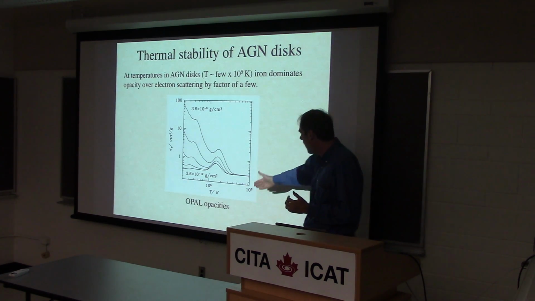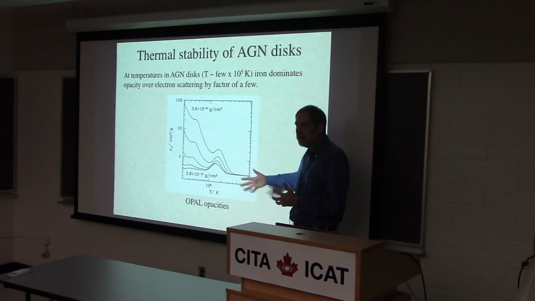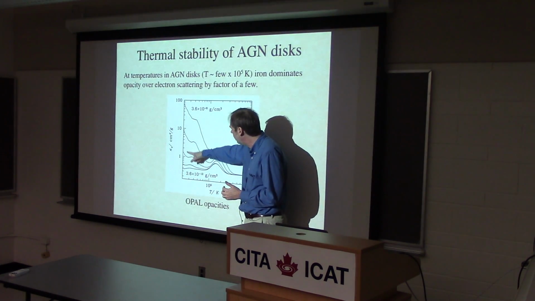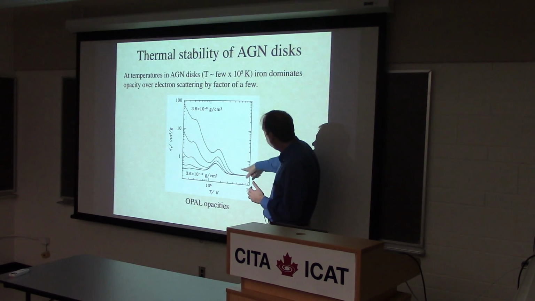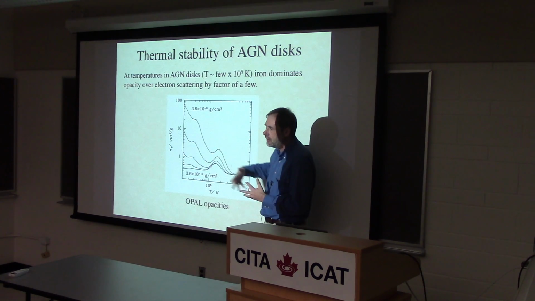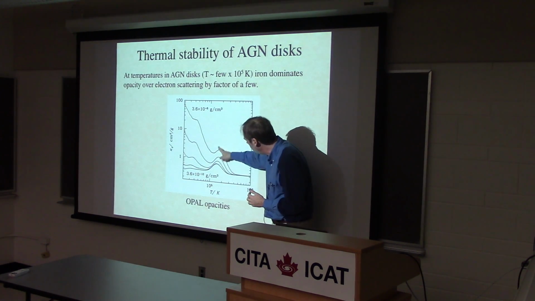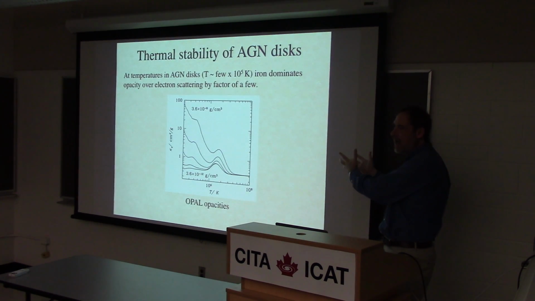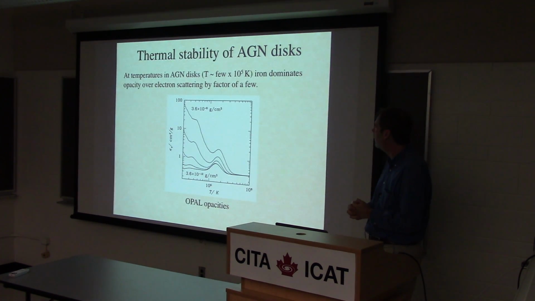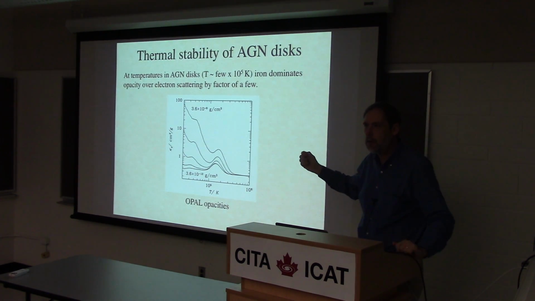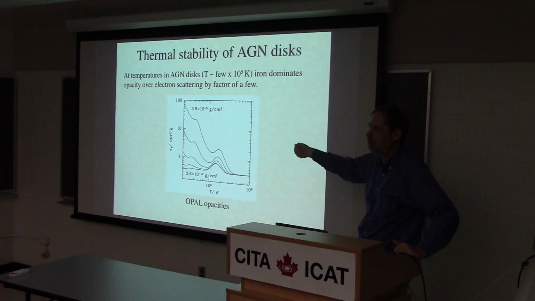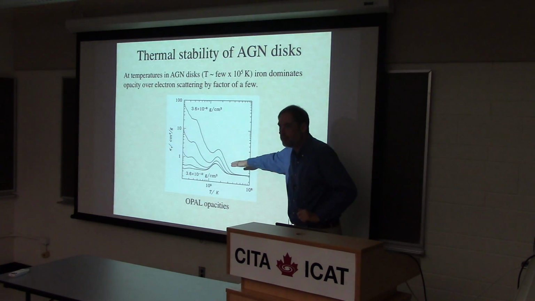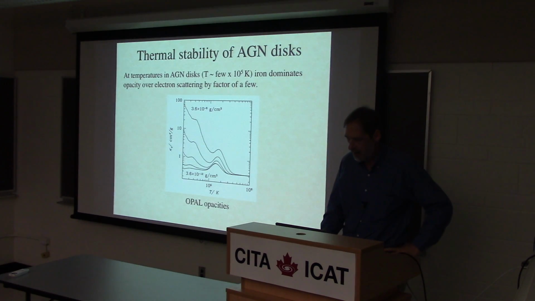So if you just take OPAL opacities and you add this iron opacity bump to the electron scattering opacity, you get these curves here, which depend on the density of the plasma, but the bump is occurring at a few times 10 to the 5 degrees Kelvin. So if we stick this opacity table into our calculations, and we focus on a parameter regime where the temperatures are in this 10 to the 5 degree Kelvin range, appropriate for AGN disks, what happens?